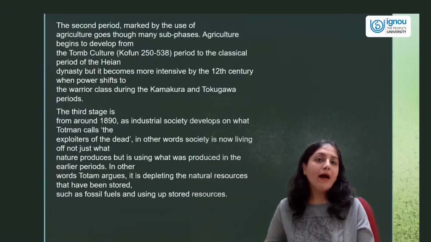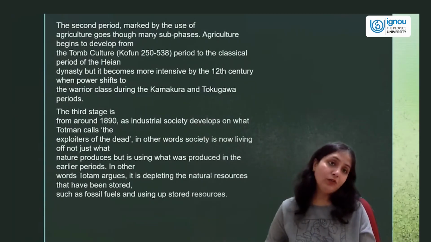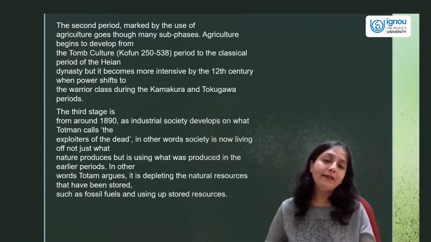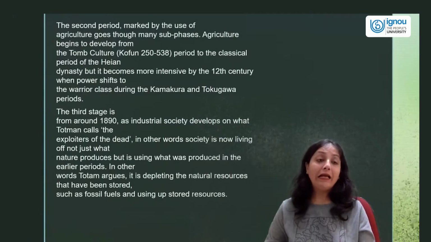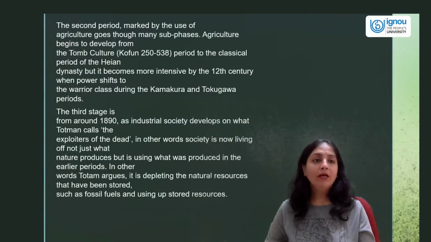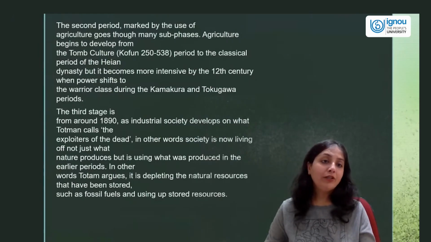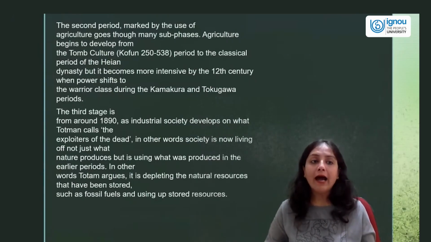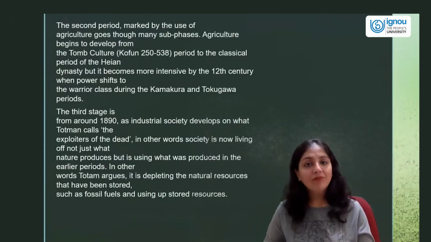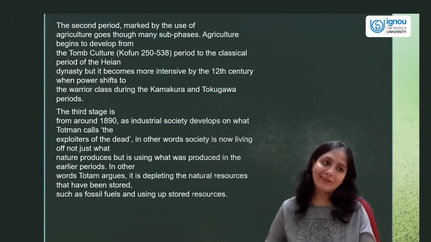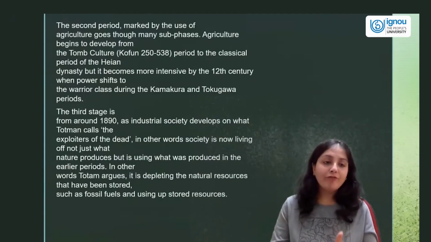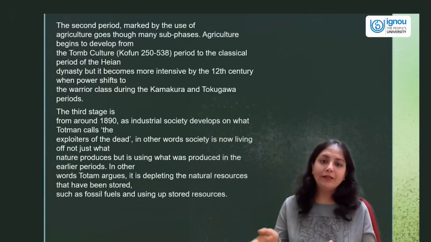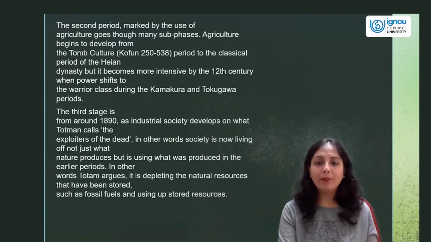The second period, marked by the use of agriculture, goes through many subphases. Agriculture begins to develop from the tomb culture period to the classical period of the Heian dynasty, but it becomes more intensive by the 12th century, when power shifted to the warrior class during the Kamakura and Tokugawa periods.